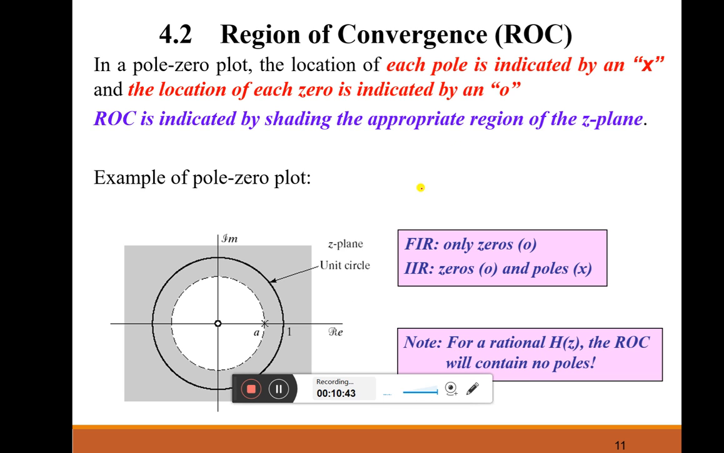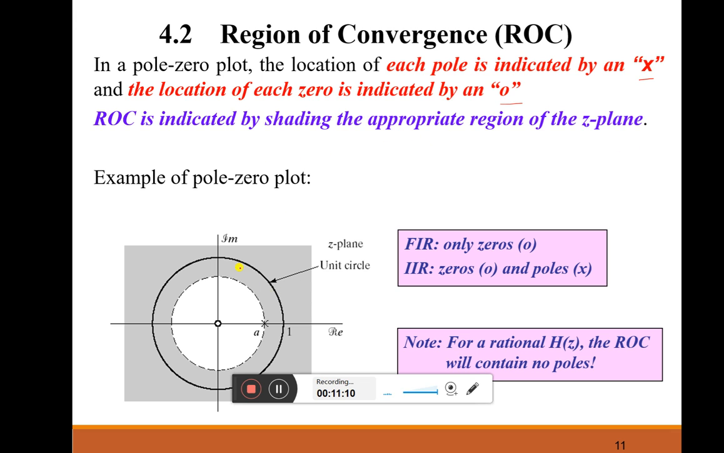Okay. Now what is ROC? Dalam pole zero plot, okay, tadi kita tahu dah the numerator is the zero and the denominator is pole. So in the Z plane, the location of each pole is indicated by X and the location of zero is indicated by 0. Alright, so ROC is indicated by shading the appropriate region of Z plane.